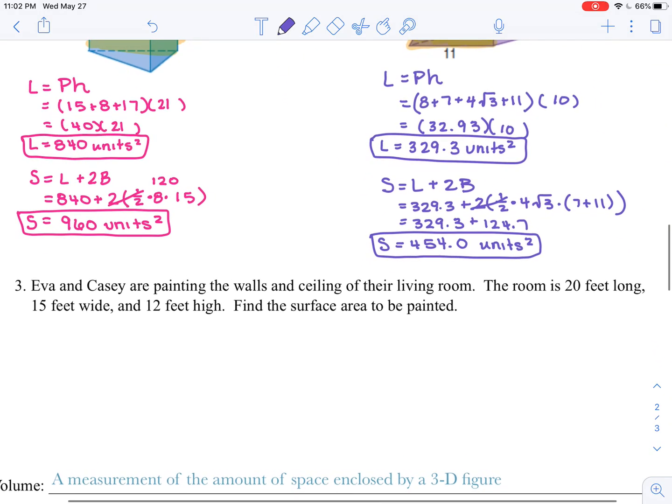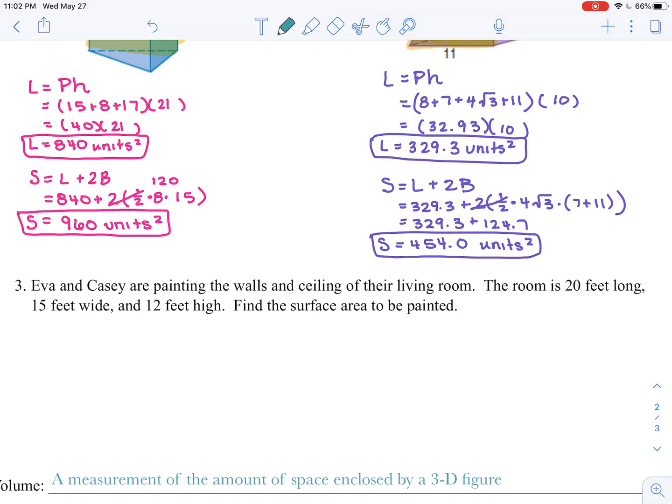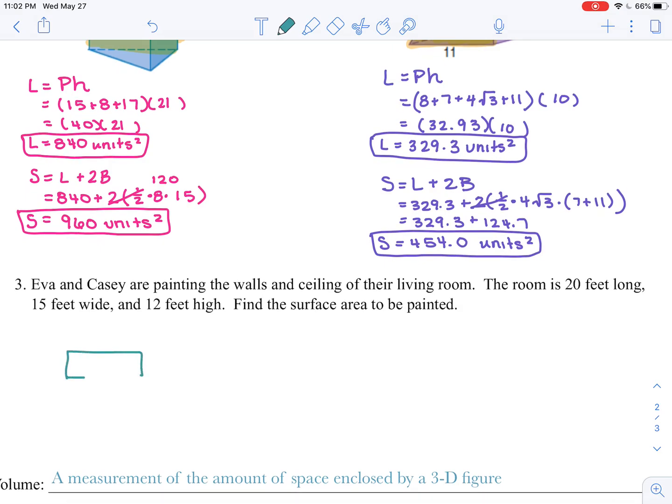Okay, question number 3. Ava and Casey are painting the walls and the ceiling of their living room. The room is 20 feet long, 15 feet wide, and 12 feet high. Find the surface area to be painted. So let's get a rough sketch of their room. And we're going to assume that this is a typical rectangular room. It is 20 feet long, 15 feet wide, and 12-foot ceilings. Okay, they want to paint all 4 walls and the ceiling, but not paint the floor.